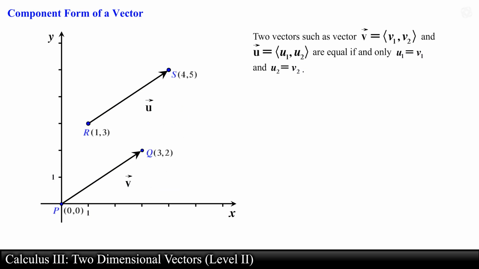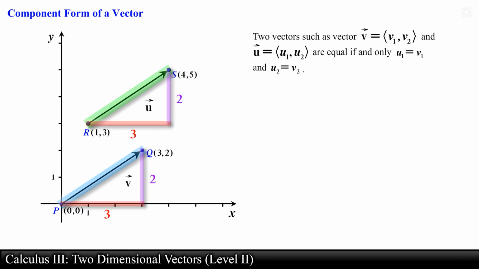If we look back at the previous example, notice that both vector v and vector u had the same components. Both vectors had the same x component, in this case 3, and the same y component, in this case 2.